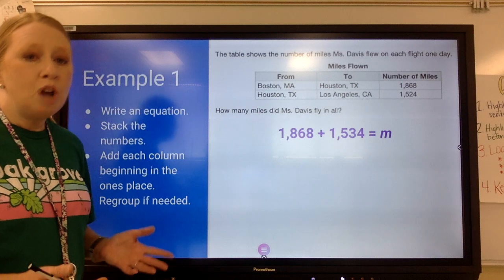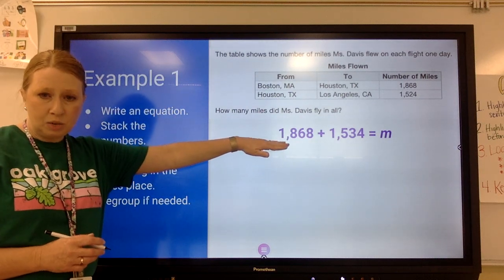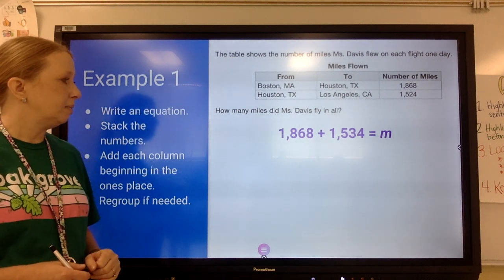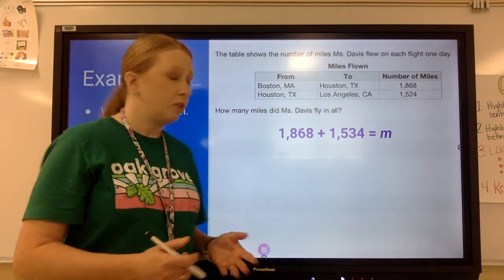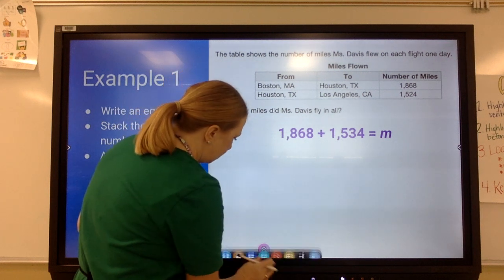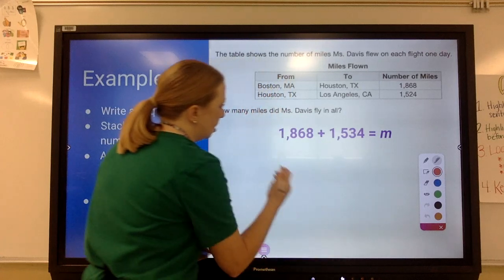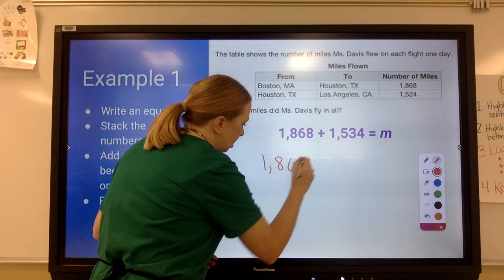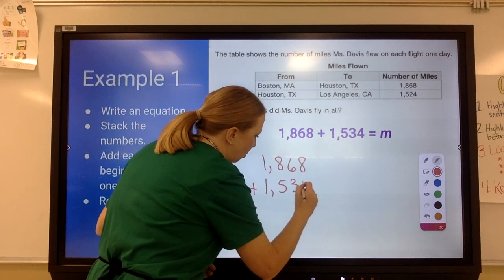So when I'm adding numbers, the first thing that I do is I write my equation as I did right here. Then I'm going to stack my numbers vertically. It's easier to add when we have our numbers stacked on top of each other. So let's restack 1,868 plus 1,534.